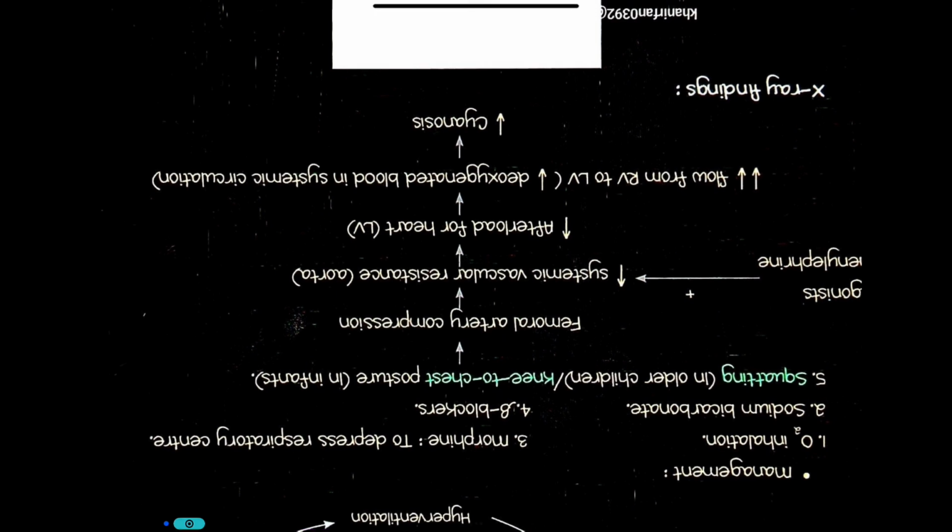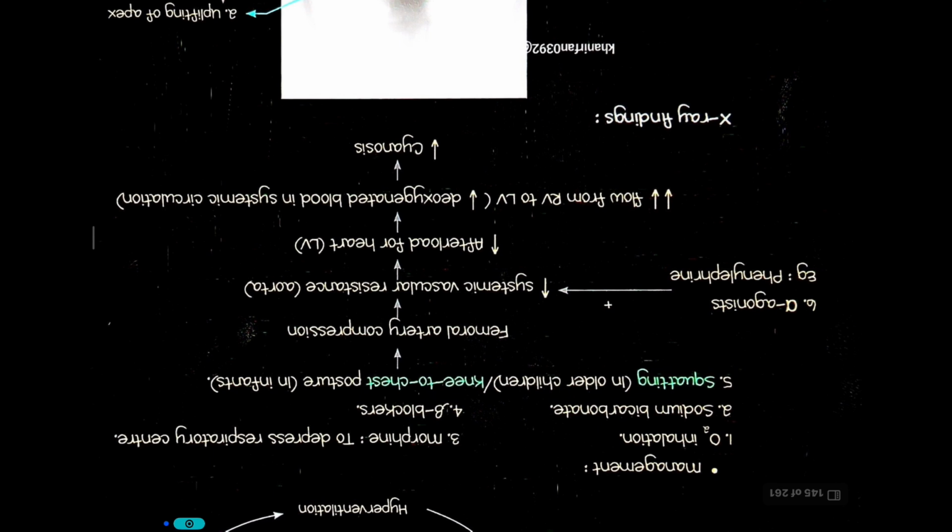Management: O2 inhalation, sodium bicarbonate, morphine to depress respiratory center, beta blockers. Squatting in older children, knee to chest posture in infants. Sixth is alpha agonist, like phenylephrine.